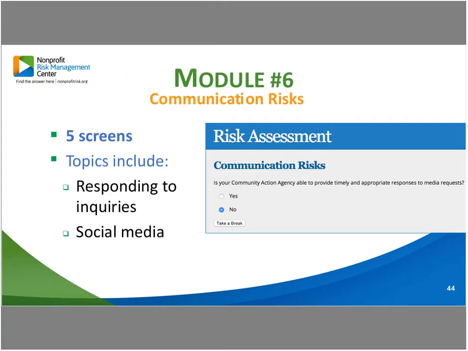So the sixth module is really short. It's very brief. It's about communication risk. There are only 5 screens here. And really what it's asking about is your ability to respond to inquiries, both from volunteers and other stakeholders, and also from the media. And it also asks a couple questions about social media and how that's used in your organization. So some of the sample questions are here.